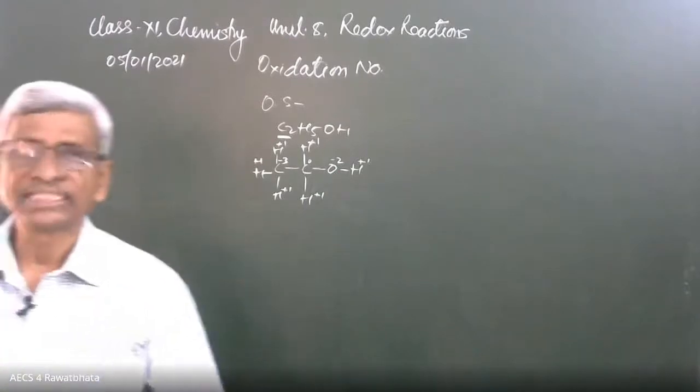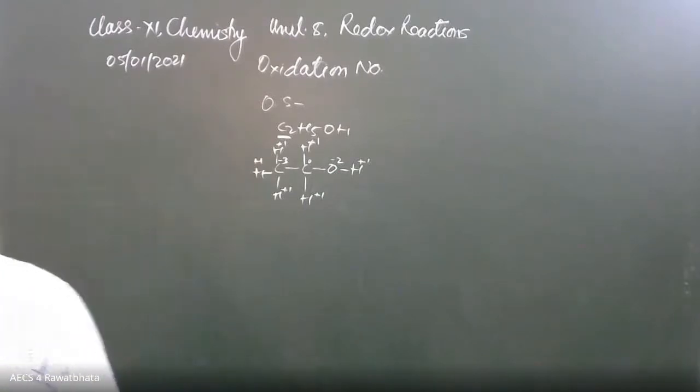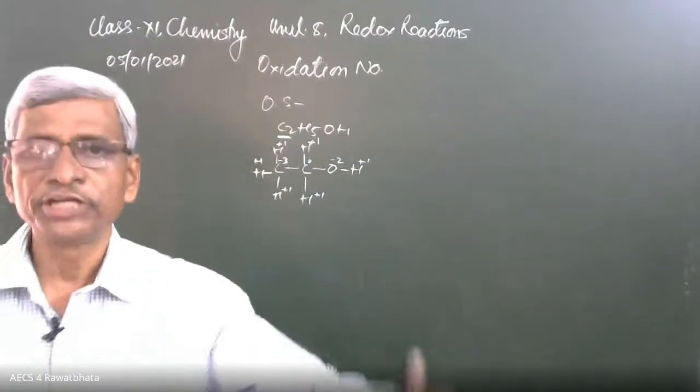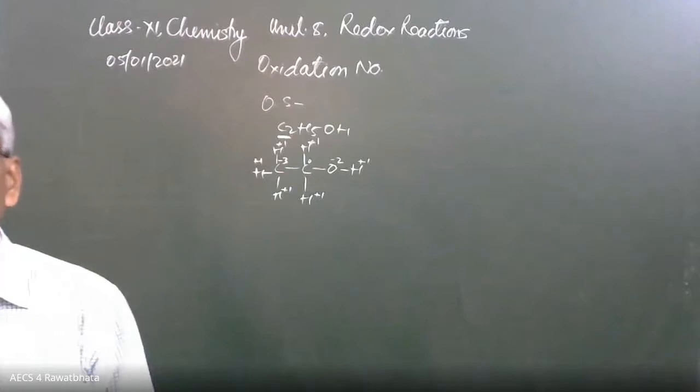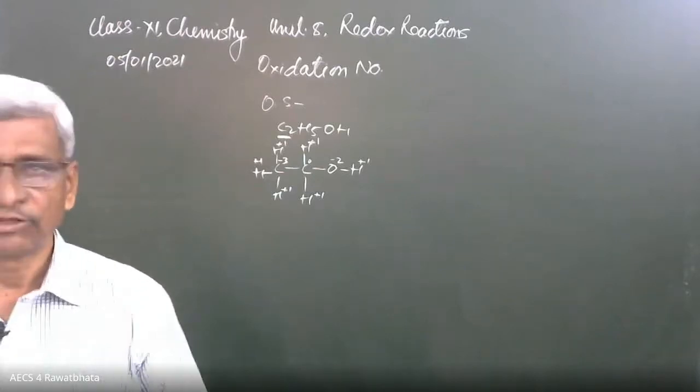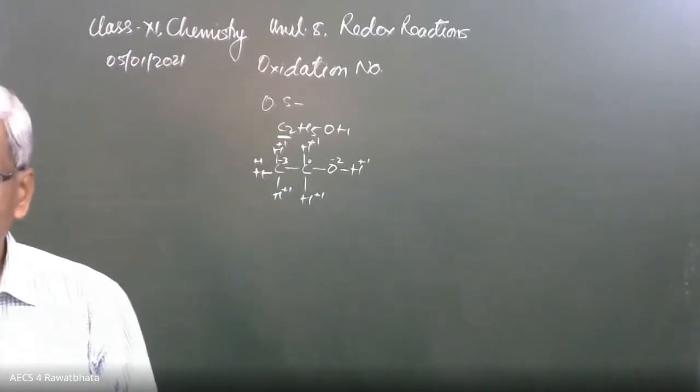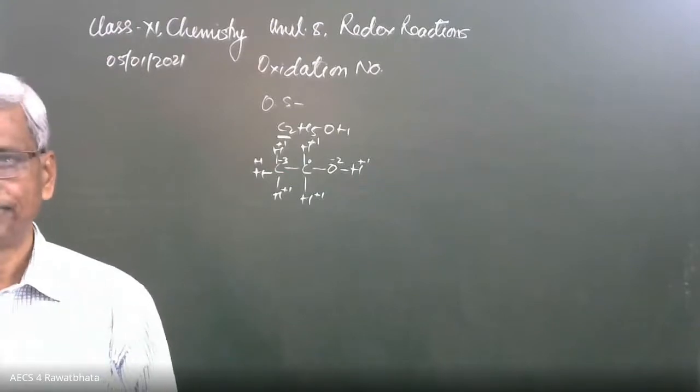This is the way to decide. In this organic compound, carbon is at 2 different oxidation states. In one it is -3, in another it is 0. So that is the way to decide the oxidation states of carbon in organic compounds.